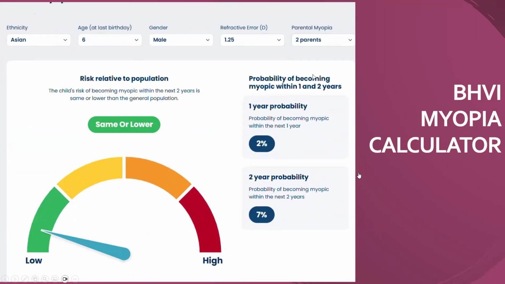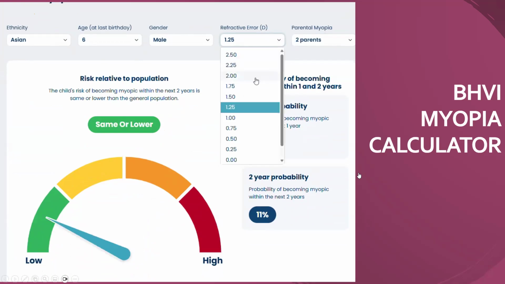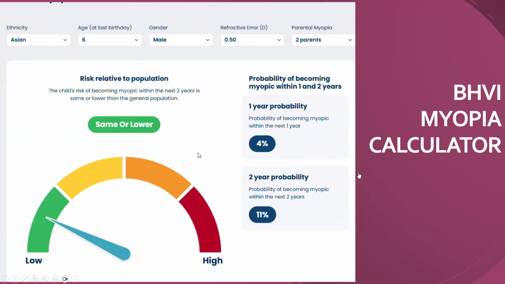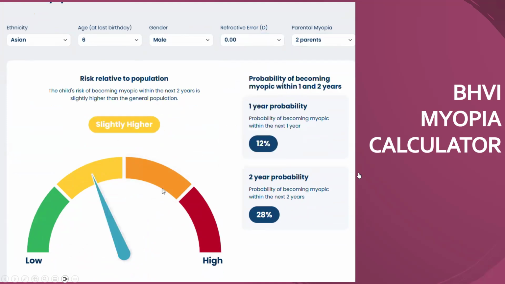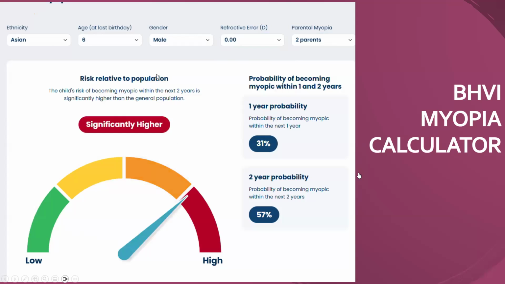And the moment you put that initial refractive error on the myopic side, like if you put plus 0.5, then it goes into slightly higher. And if you go to 0, it will go into the significantly higher. So your hyperopic reserve is very, very important. This is the most important thing I wanted to tell. The next video will be on pre-myopia, and we will talk a little bit on hyperopic reserve.